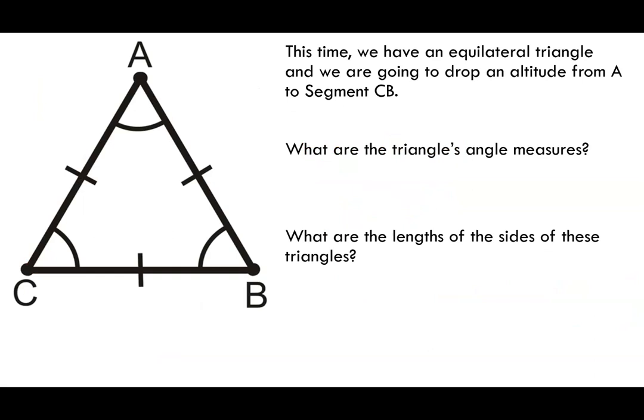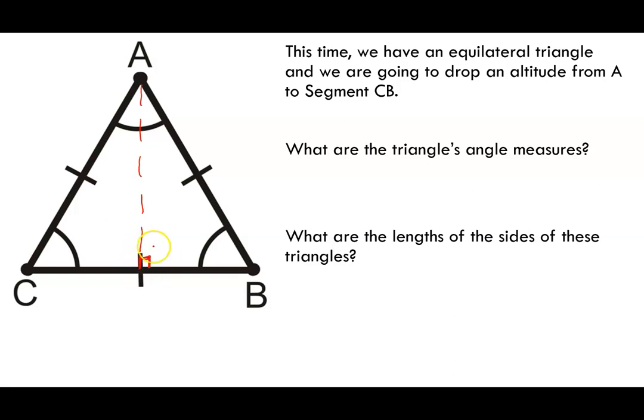This time around, we're not going to start with a square. We're going to start with an equilateral triangle, and we are going to drop an altitude down straight from A to B so that it would have a perpendicular angle at the bottom. That's the definition of an altitude. All right, what kind of a triangle does that create?